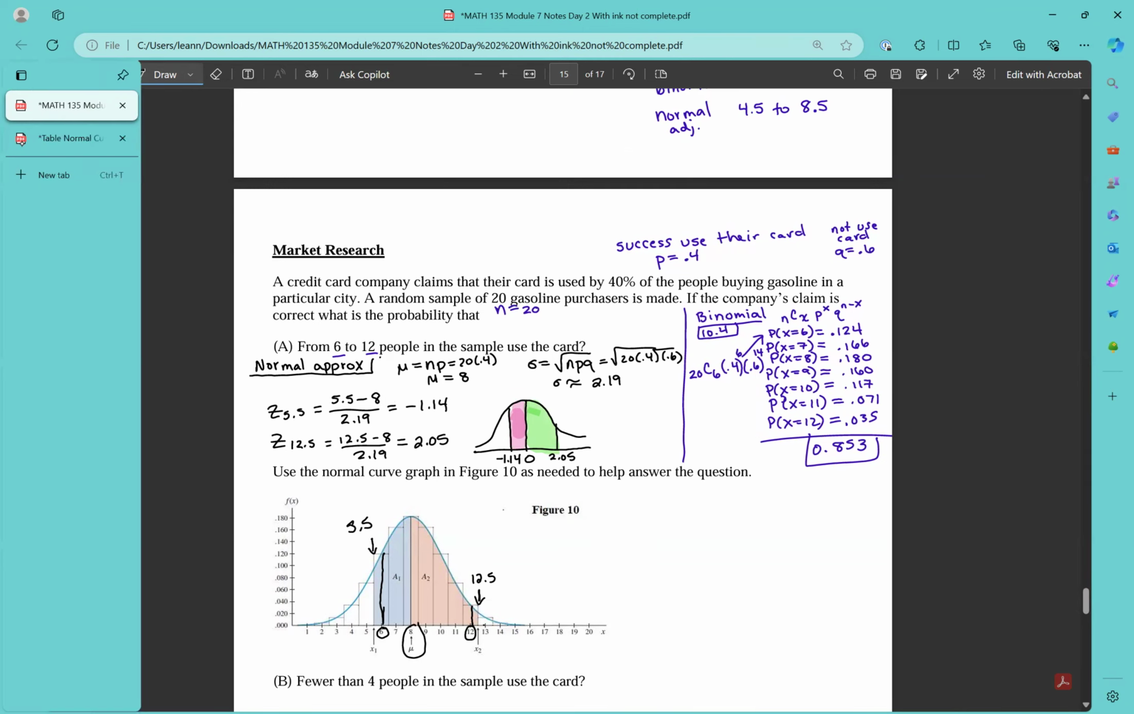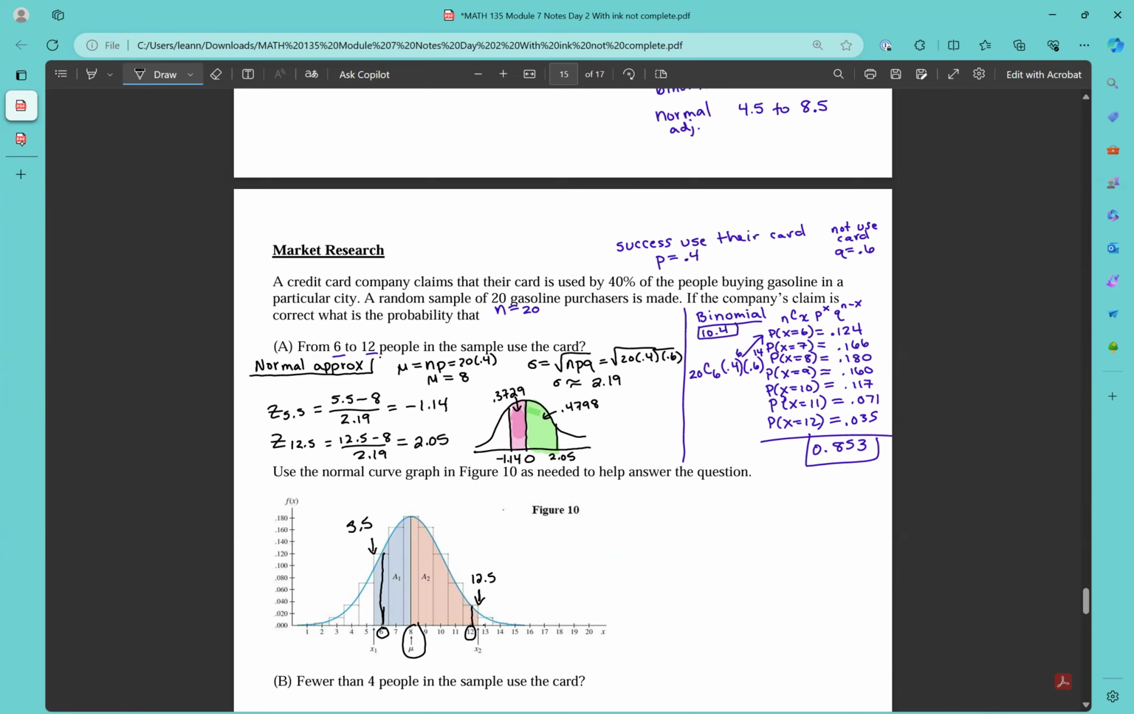Okay. So 1.14. So 1.1, 0.04, find that one. That's 0.3729. So this area right here, 0.3729. Now I'm going to look up the green area. That's to 2.05. So 2.0 and then 5 as the second part of the decimal. Find where those overlap. 0.4798. So 0.4798.